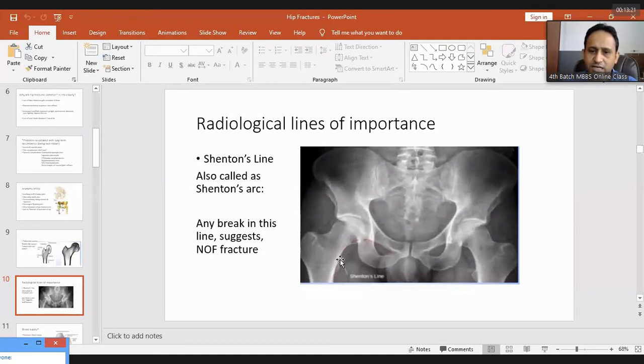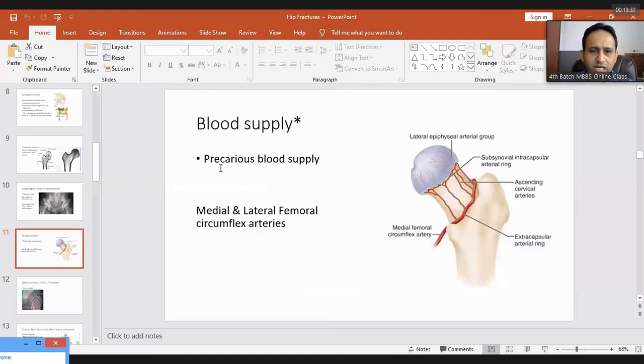So if there is any break in this line, let's say around here or here or here, that suggests neck of femur fracture. Sometimes neck of femur fractures can be quite tricky and not evident on X-ray, and in those cases you might need a CT or MRI. So in those cases your Shenton arc can come in handy. Yeah, just to let you know.